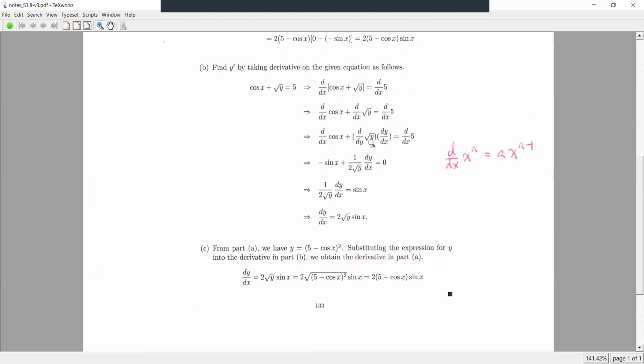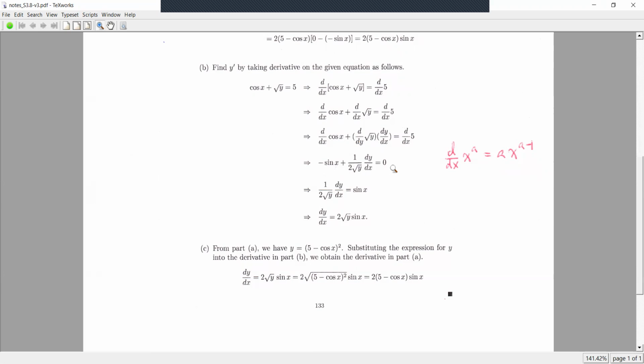This derivative of square root of y with respect to y, we can use the power formula to compute it. Square root of y is y to the 1/2, a power function. So this derivative is 1 over 2 times square root of y. The derivative of cosine is negative sine. The derivative of 5 is 0.